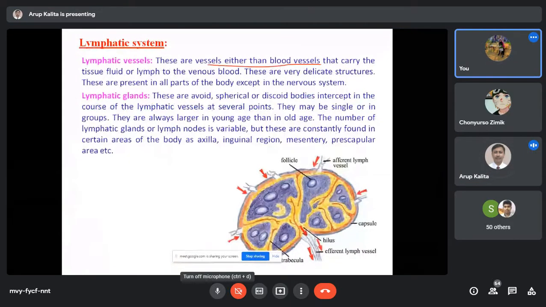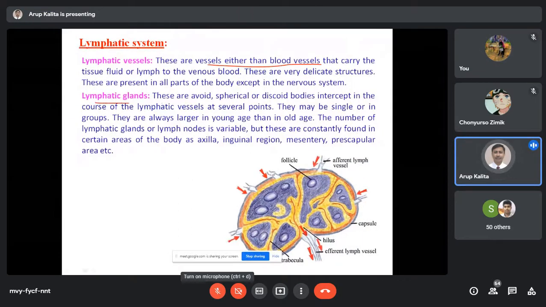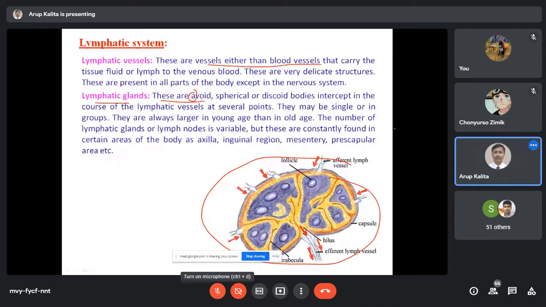Yes, sir. Okay. Now what is a lymphatic gland? Now you see. These are ovoid, not avoid, okay? This is not A, this is O, ovoid. In your note it may be written as avoid, but actually it should be ovoid, okay? These are ovoid, spherical or discoid bodies. So you see, this is a discoid body.